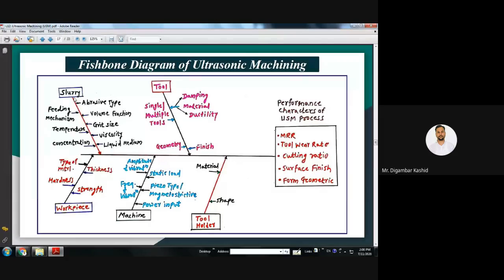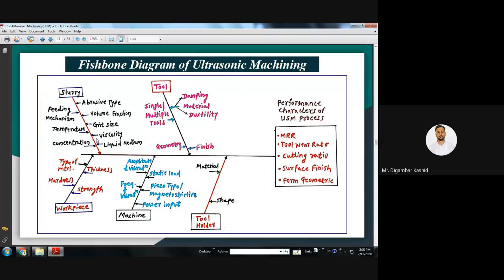So here we need to consider what abrasive type you are using, the volume fraction of the abrasive in the slurry, and the size of the abrasive particle. Okay, so this we have to consider. Then viscosity of the slurry. Here, viscosity depends on what liquid medium you are using. So that we need to take into consideration.